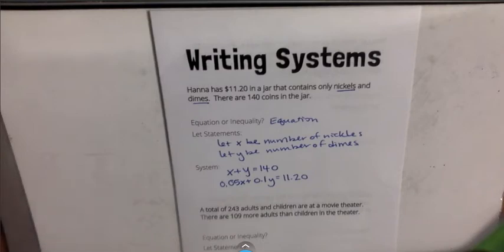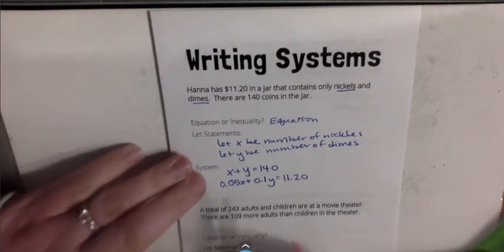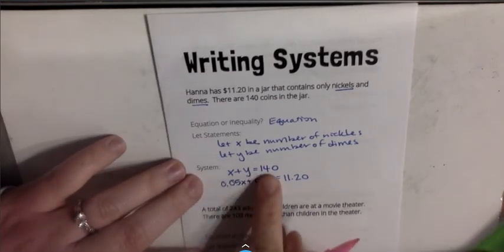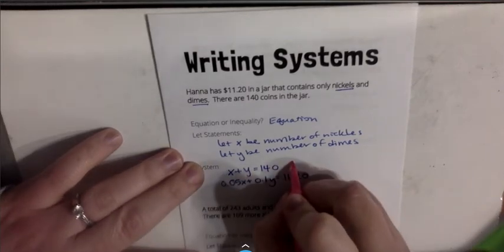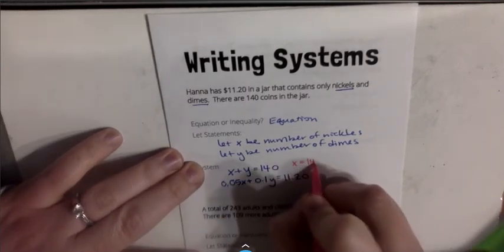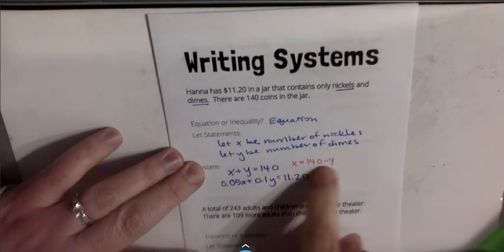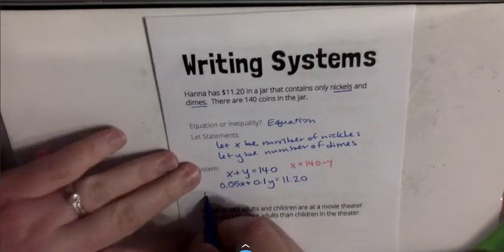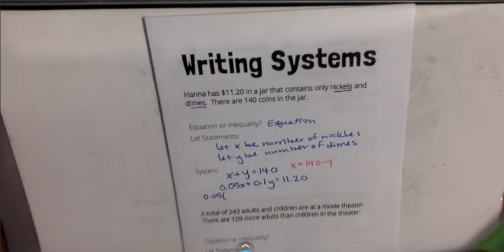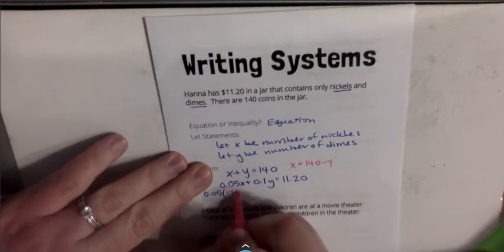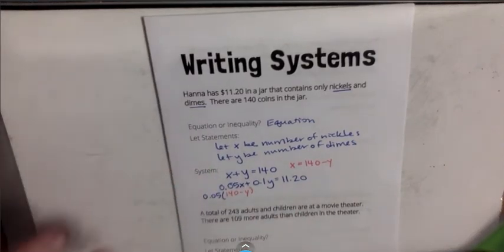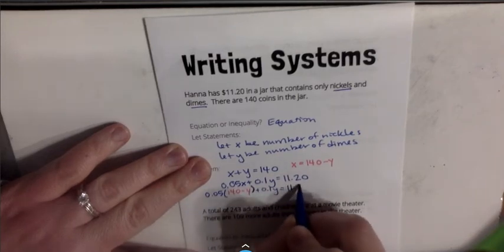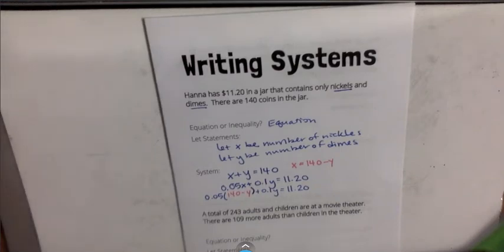Now we actually need to solve this. If we solve this, we can do substitution or elimination. It doesn't matter. I'm going to do substitution. I'm going to turn this into x equals 140 minus y, and then I'm going to put this whole value in for the x value here. So I'm going to say 0.05 times 140 minus y, plus 0.1y is equal to $11.20. And I'm going to solve for the y value.